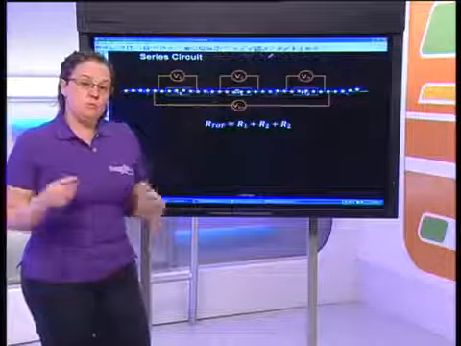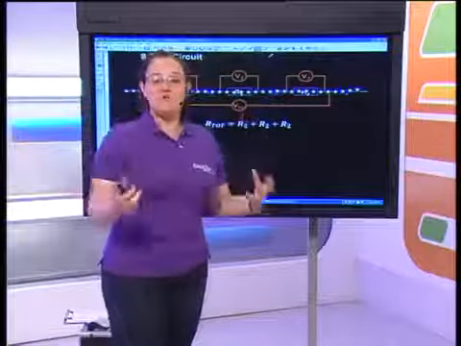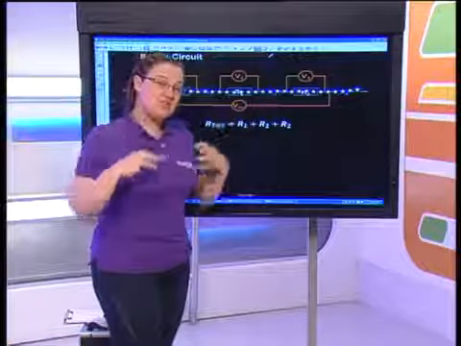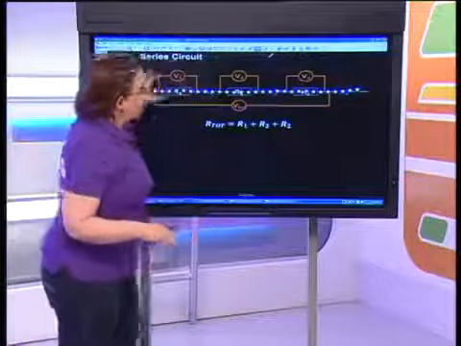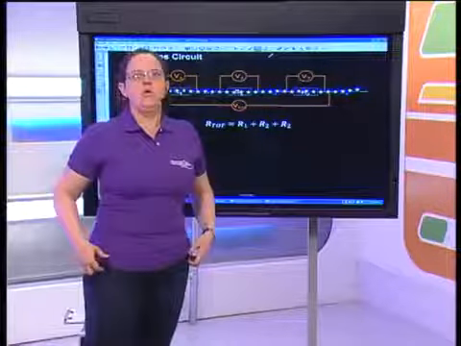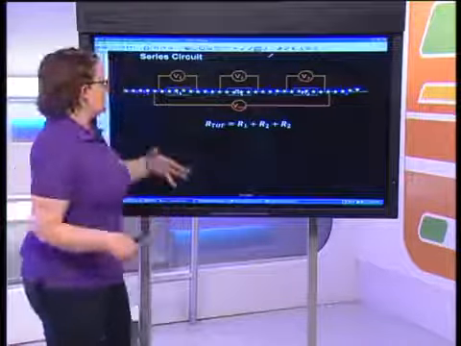So what we're doing, when we add resistors into a circuit in series, we are increasing the total resistance of the circuit. We're making it more difficult, which in turn means that the total current gets smaller because it's hard work, okay, for the electrons to get through the circuit.